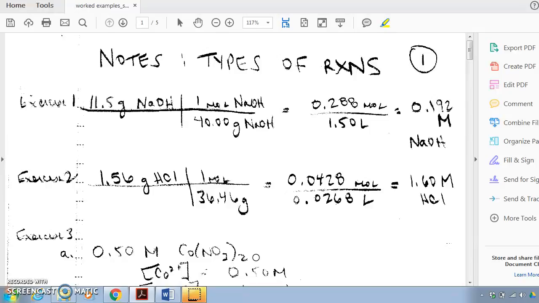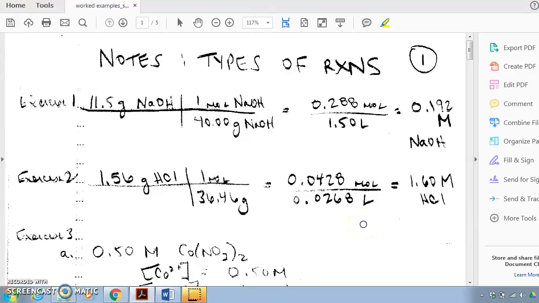In the first two examples, exercise 1 and exercise 2, we're given a mass of the solute. In number 1, it's grams of solid sodium hydroxide. When we have mass of solute, we simply have to change that to moles of solute using the molar mass from the periodic table. And then we divide the moles of solute by the volume of the solution in liters to get the molarity.